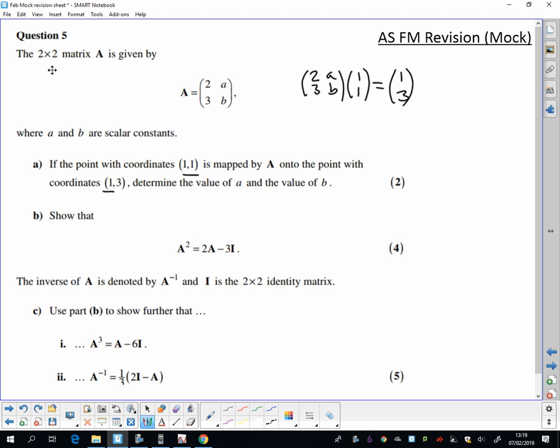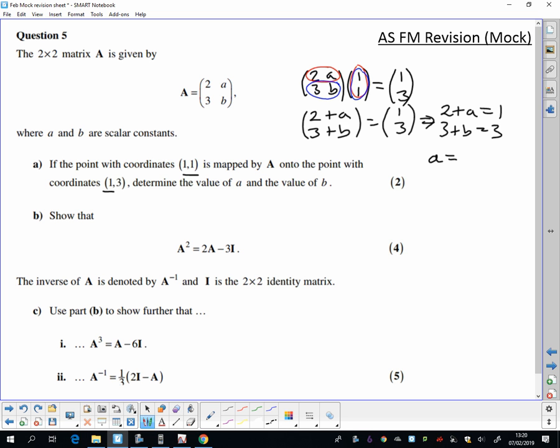Now I can actually do the multiplication on the left hand side. So remember, this is going to be first row, first column. So that would give me 2 plus A. And then for the second element, it's second row, first column, 3 plus B equals 1, 3. And then I can split this up into the 2 rows. So the x coordinate: 2 plus A equals 1. Y coordinate: 3 plus B equals 3. So that gives me that A is -1 and B is 0.